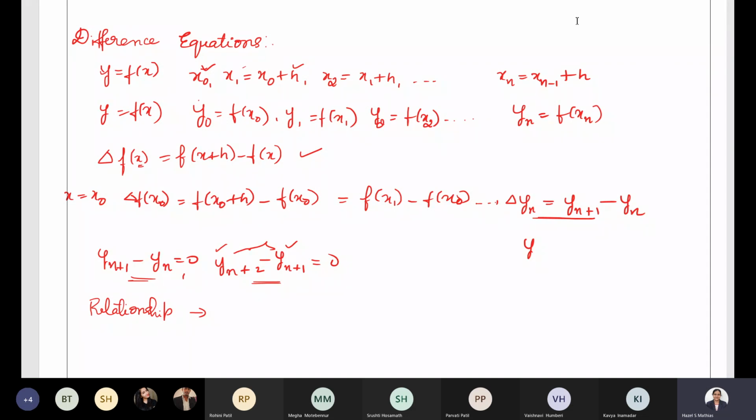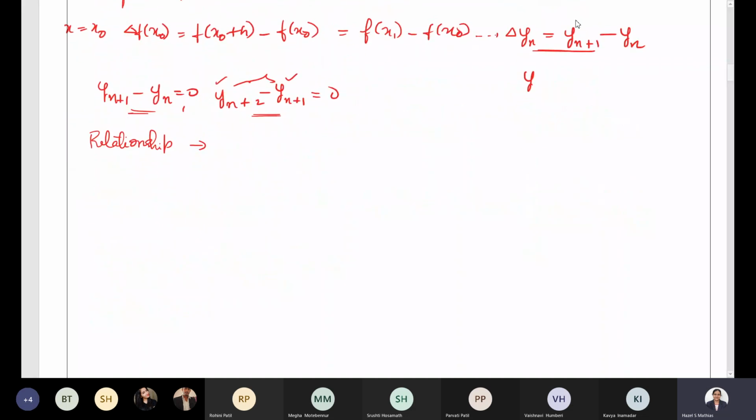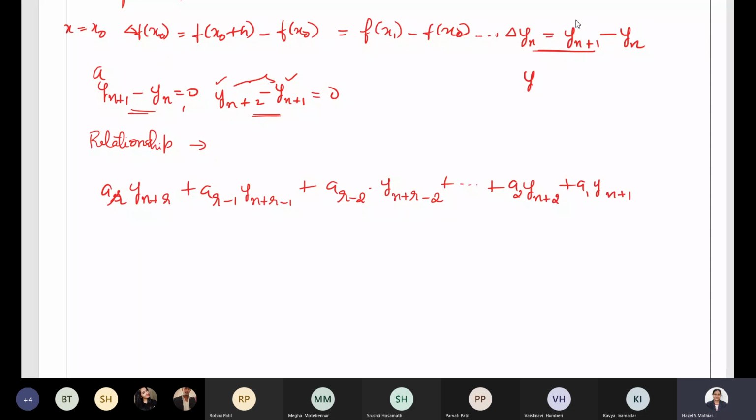So the general form of the difference equation is given by yn plus r plus a(r minus 1) yn plus r minus 1 plus a(r minus 2) yn plus r minus 2 plus and so on, a2 yn plus 2 plus a1 yn plus 1 plus a0 yn equal to some phi of n. So this is the general form of a difference equation.